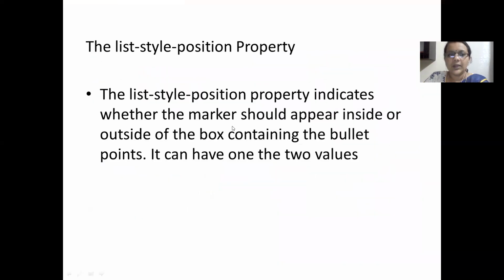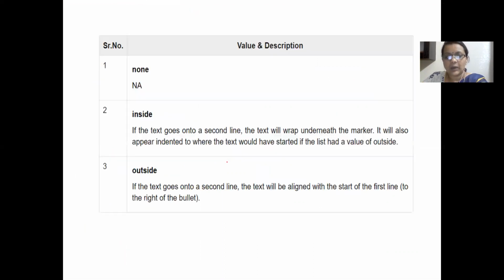This is already over. Next we'll go for the list style position property. The list style position property indicates whether the marker should appear inside or outside of the box containing the bullet points. It can be either inside or outside. Here the value can be none, inside, or outside.